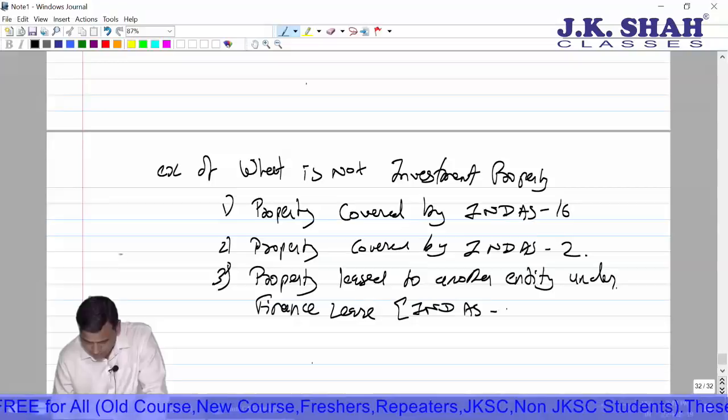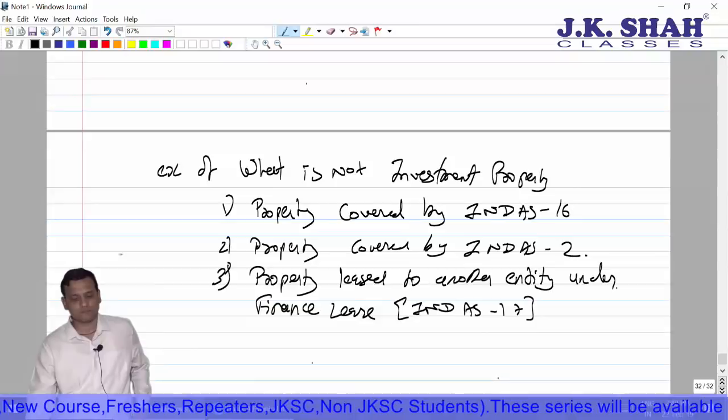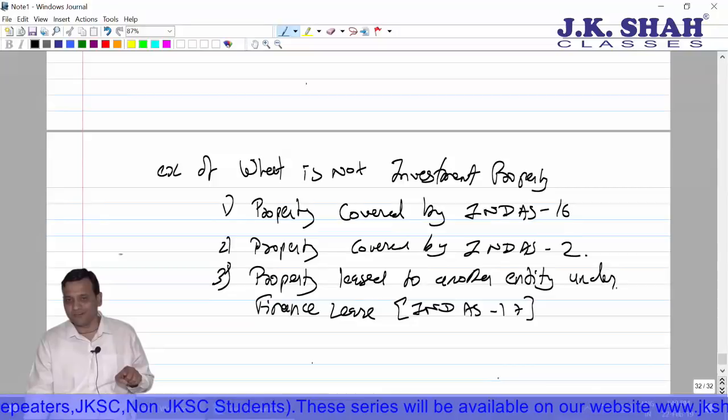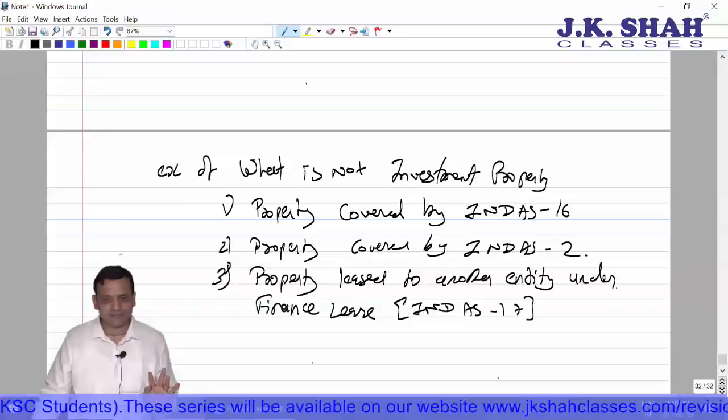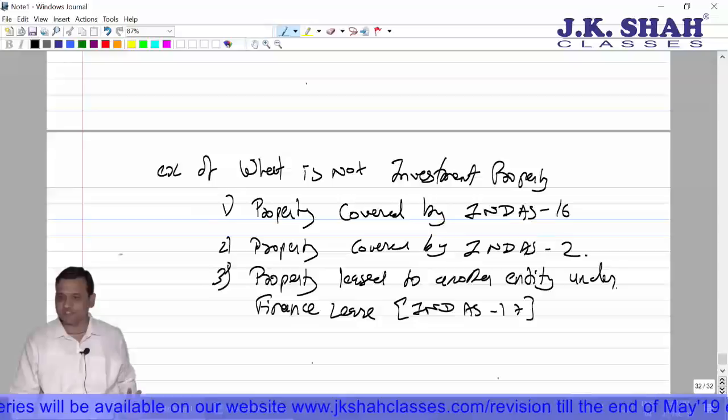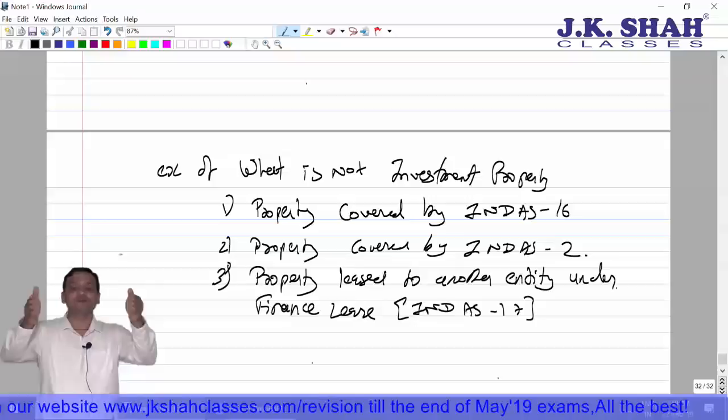Now see, kids, these are not investment, though it is property. So, first of all, if it is used in the business, toh humara investment property nahi hai. Dusra, if it is held for the purpose of sale, then it is not my investment property. And the third and the most important, I have leased out this property to somebody.